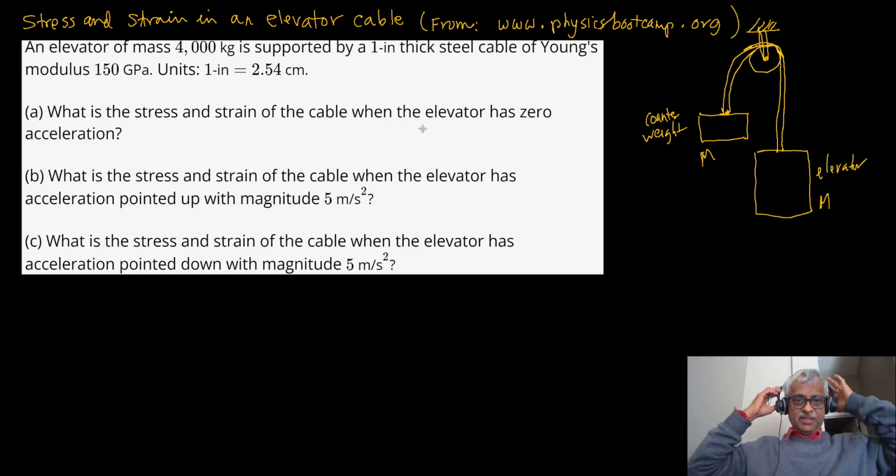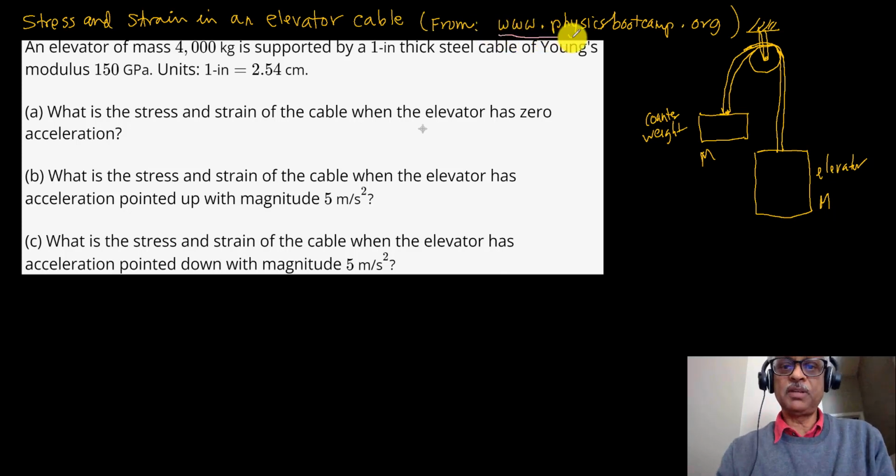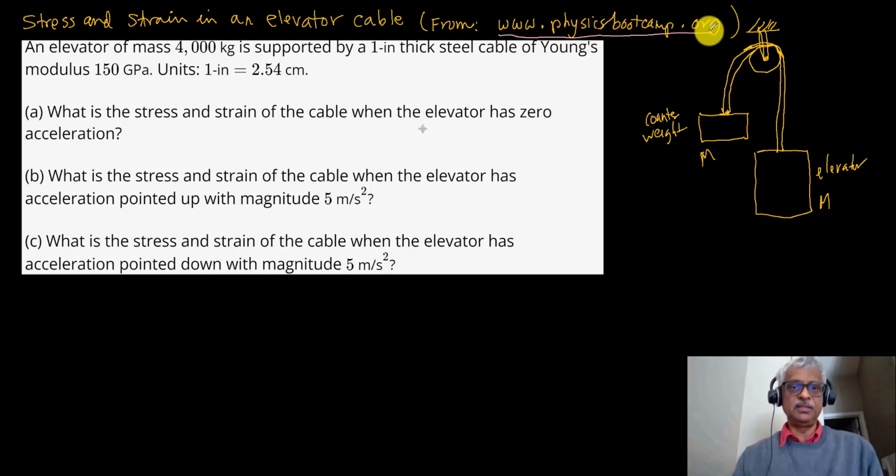Hey everyone, we have a problem to solve today, and this is a problem that trips up a lot of people, so I thought maybe I will include this. This is a problem from a website that I maintain, and you can get more from that website. The entire introductory physics is there.